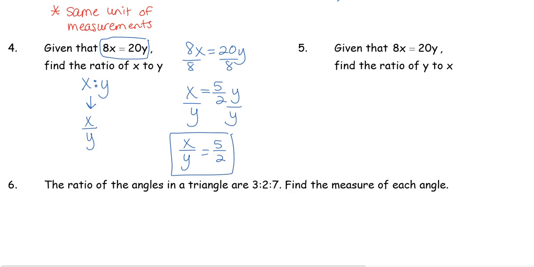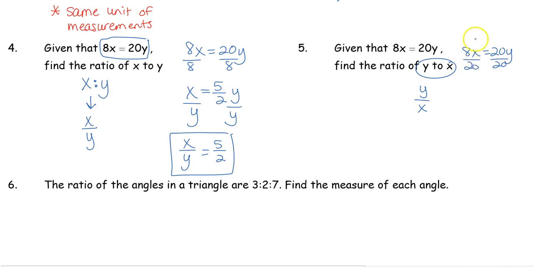When we move on to the next one, we just want to be careful because notice how I still have 8x and 20y. But this time I want the ratio to be y to x instead of x to y. So this time I want my fraction to be y on top, x on the bottom. Still start off that same way. But again, this time I want y on top, so I want to move the x over. So I want to isolate that y.